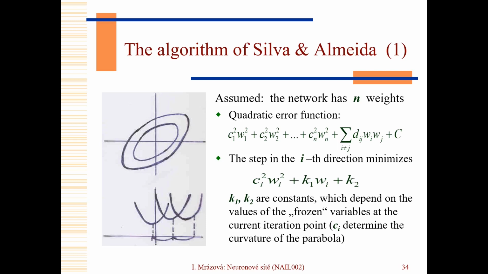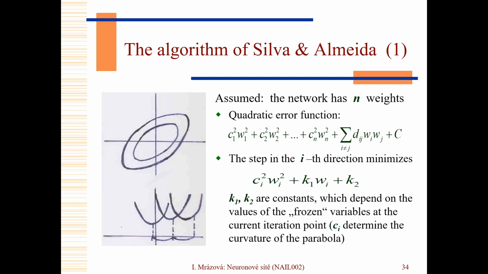Then the error function could be expressed as the sum of some constants ci squared times the corresponding weight wi squared. And what we should add would be the sum over all i, j, where i and j shouldn't be the same ones, of dij times wi wj, plus some constant.